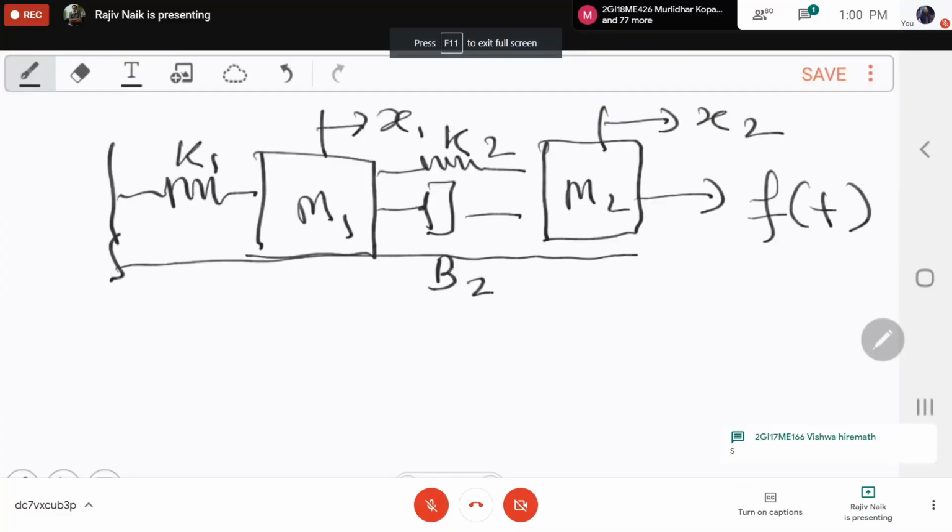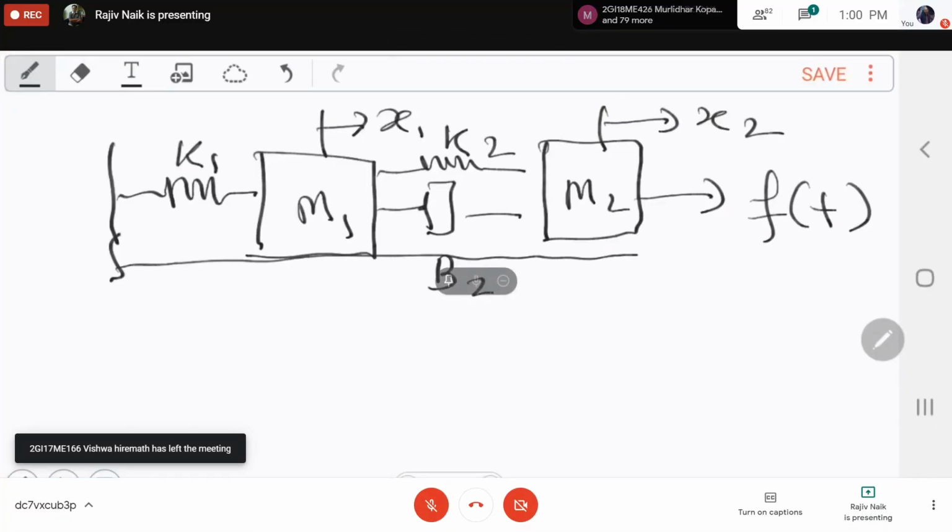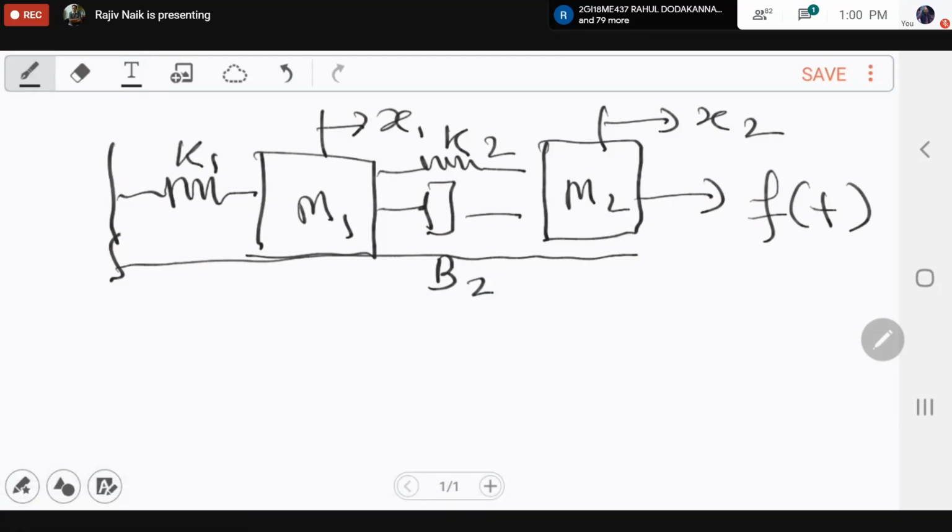So this is a problem we can take. This is a commonly asked problem. There are certain varieties in this. This type of problem you might have already done in vibrations. Nothing new in that. Here there is one given mass M2, sir.